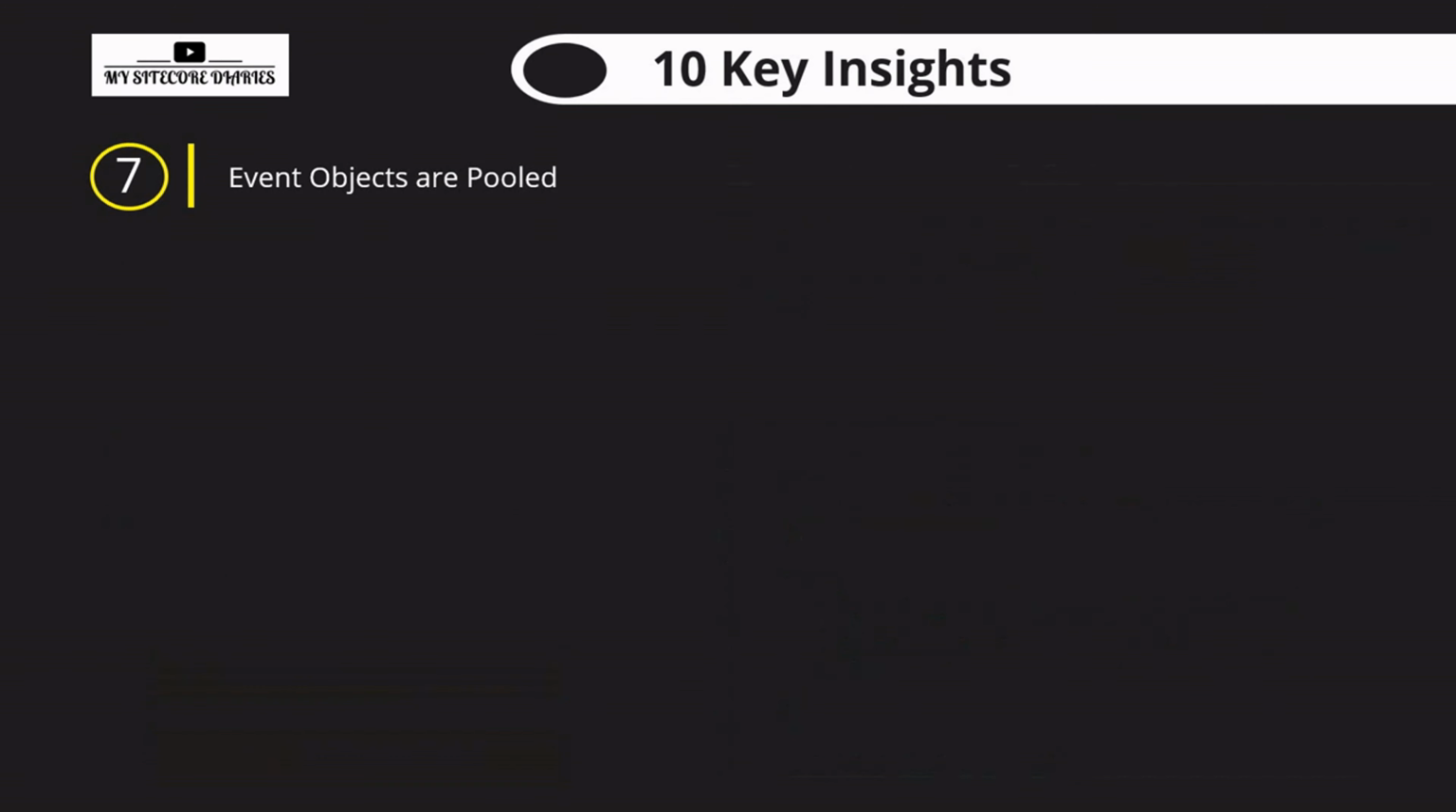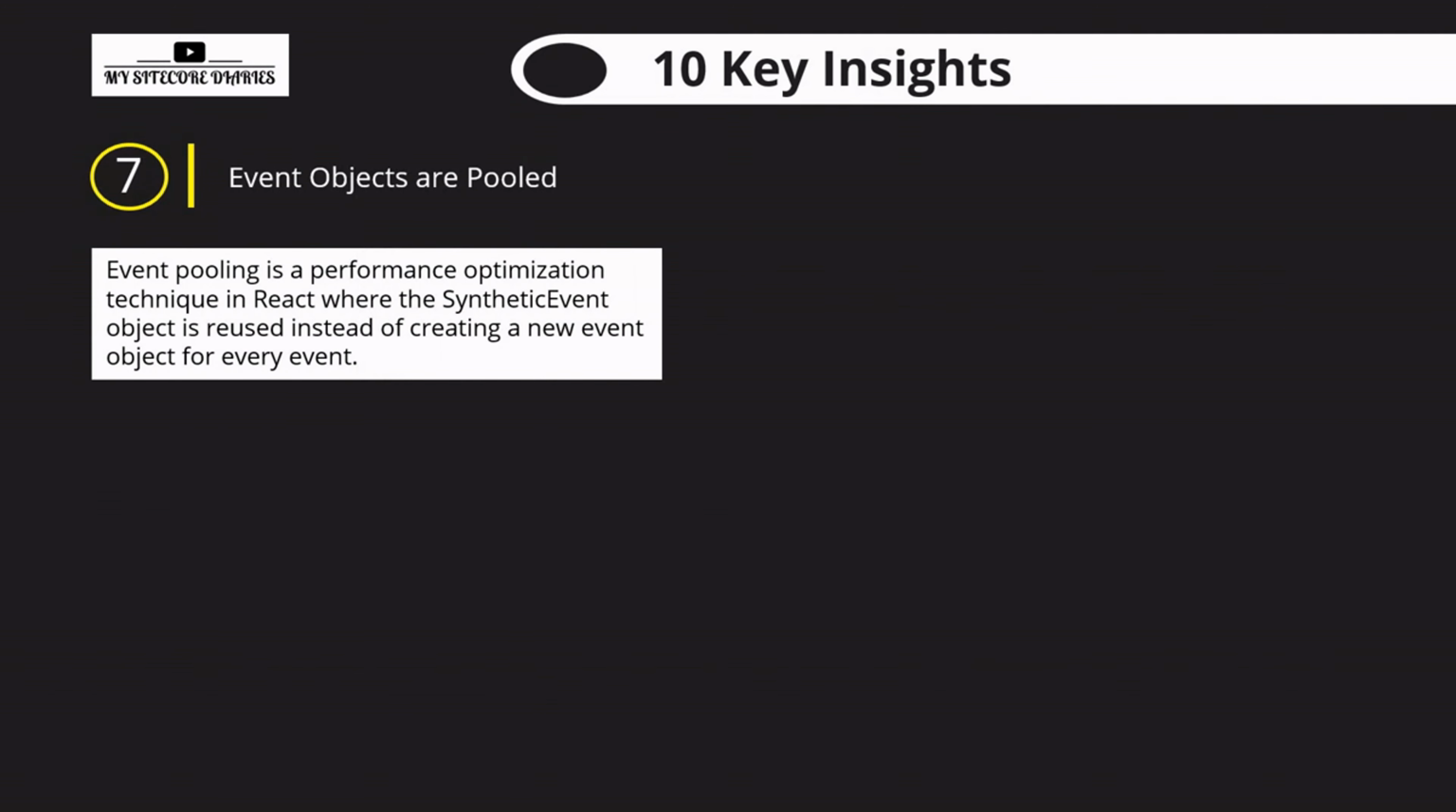Event object pooling. So what is event pooling? In React, event pooling is a technique where the synthetic event object is reused instead of creating a new event object for every event. This helps optimize the memory usage and performance. So why does React use event pooling? React reuses an event object to prevent unnecessary memory consumption. So event pooling optimizes memory usage by reusing the event objects.